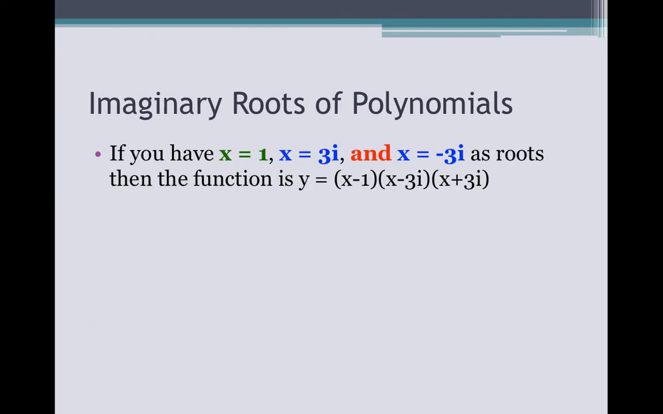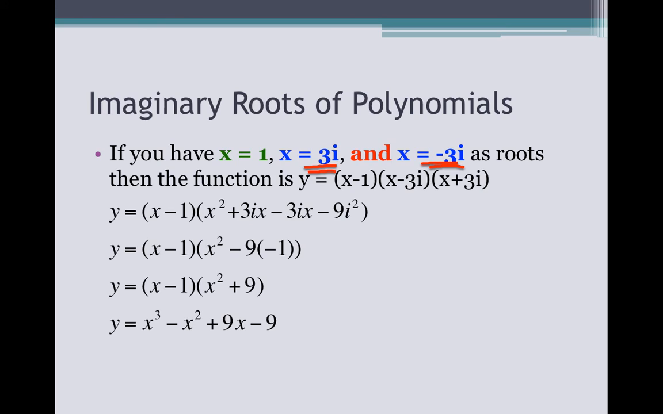if we had x equals 1, x equals 3i, and x equals negative 3i, now watch what happens because we have both of these as roots. When we create the function, we start out here. We have x minus 1, x minus 3i, x plus 3i. Now, if I distribute into the second, I get x times x is x squared. And then I have plus 3ix. Distribute on the top, we get minus 3ix. And then minus 9i squared.